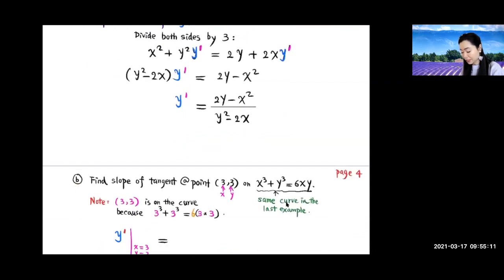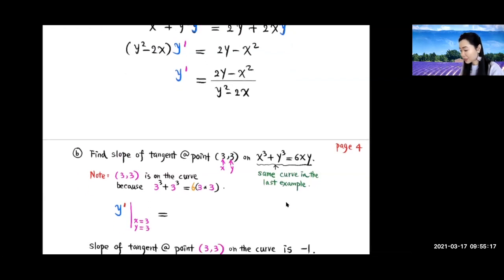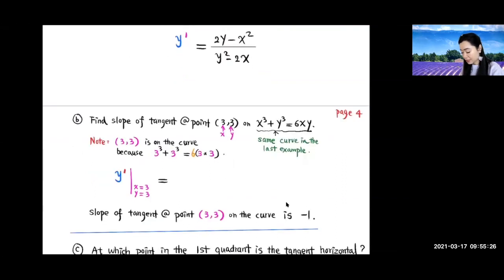Part B here is to find the slope of the tangent at this point. First, I'm going to check if this point is on the curve. So I substitute x and y to these 3 here. It satisfies the equation. So yes, indeed it's on the curve. Now we're going to find the slope of the tangent. So we're going to substitute x to these 3, y to these 3 into this derivative, right?